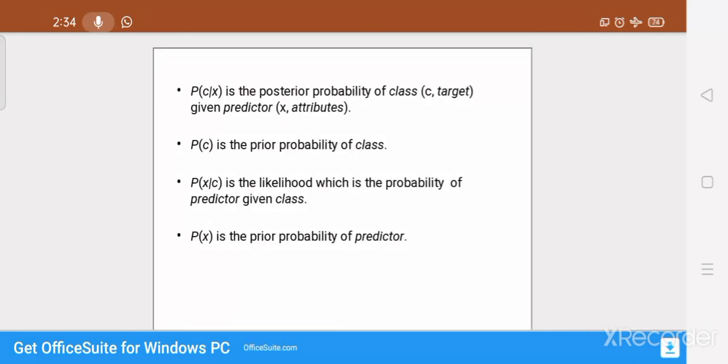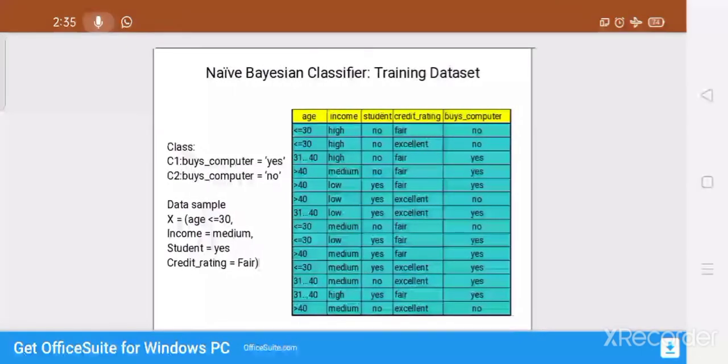So P of C given X is the posterior probability of the target class given the predictor. P of C is the prior probability of the class, and this is the likelihood, which is the probability of the predictor given the class, and P of X is the prior probability of the predictor. How it can be implemented, we will see using this example. That particular example will be clear to you.